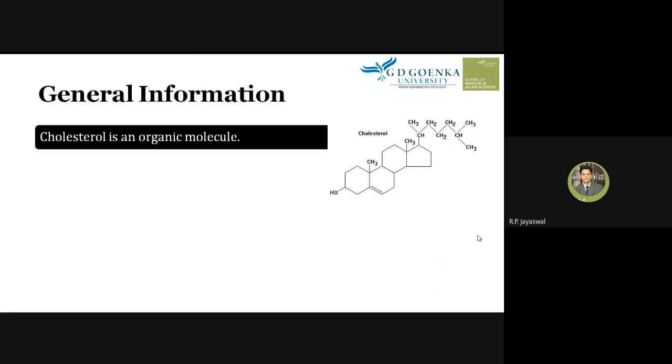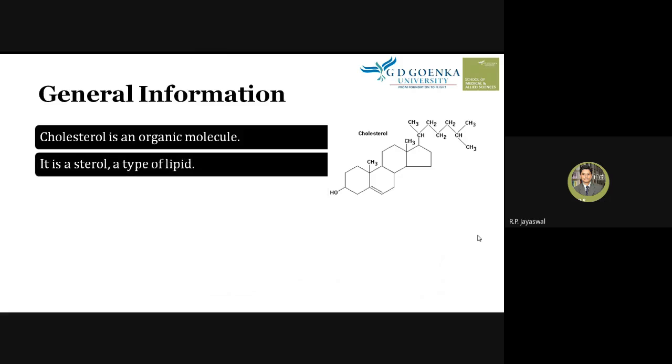Cholesterol is an organic molecule. Organic molecule means it is made up of carbon, hydrogen, and oxygen, and it is a sterol, which is a type of lipid. Sterol is a ring, a steroid ring. There are steroid rings in the cholesterol structure.